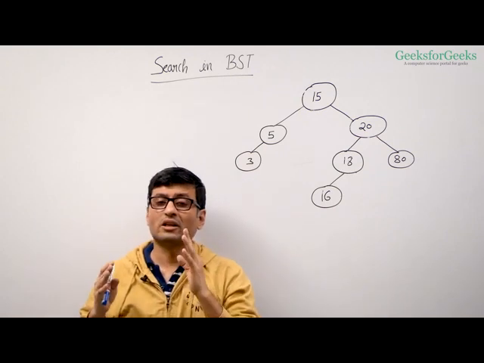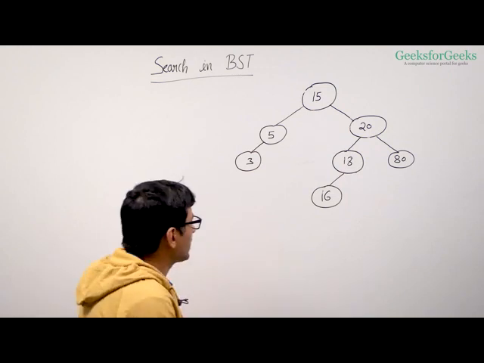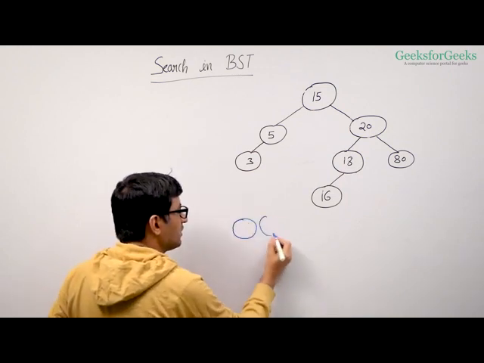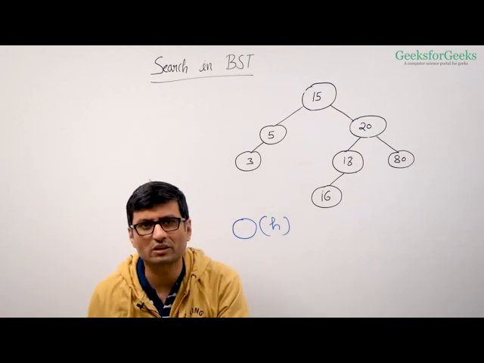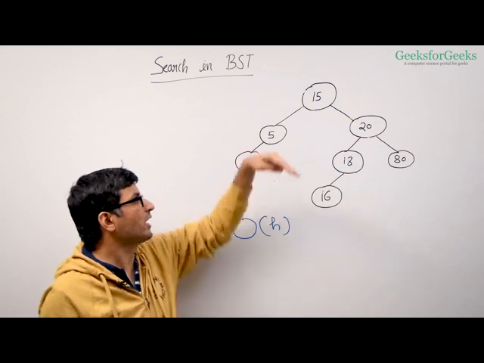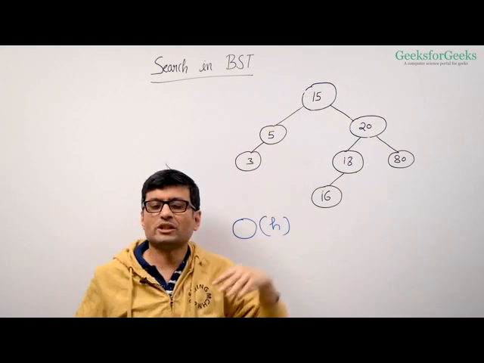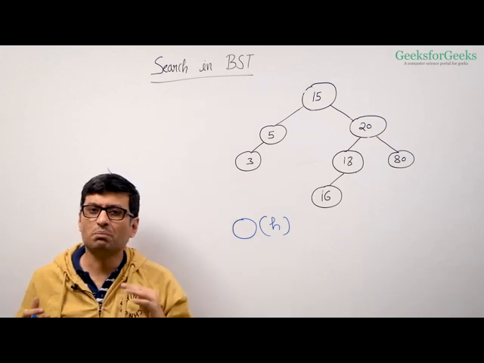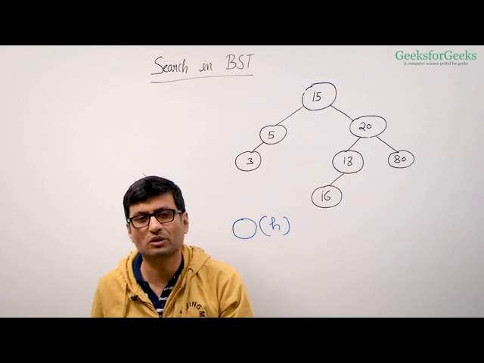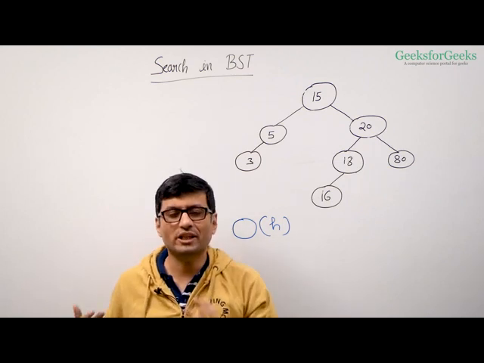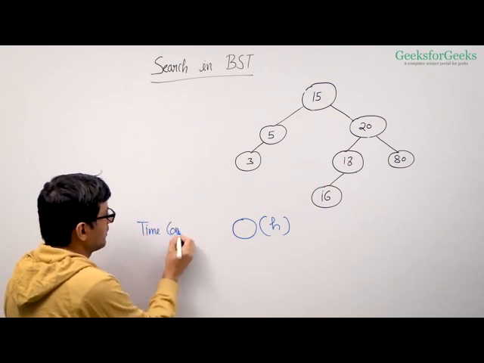So its time complexity can be written as big O of h. Please note that I'm using big O, not theta, because h is an upper bound. It is at most h plus 1 comparisons. And it can be constant work also if it's present at the root only. So that's the time complexity for both recursive and iterative implementations, because the logic for both of them is the same. They traverse across the height. So time complexity is big O of h.